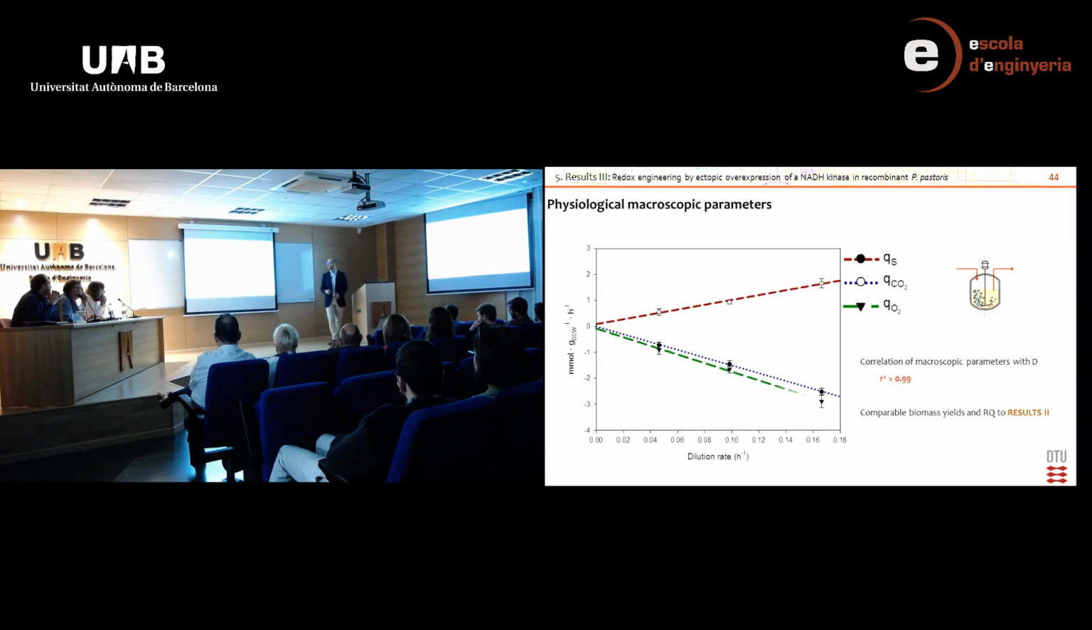Here is a representation of the physiological macroscopic parameters. There's the substrate uptake rate, the CO2 production rate, as well as the oxygen consumption rate. And as you can see, there's a good linear correlation with the dilution rate. So these results are comparable to those observed in Chapter 2 of results.